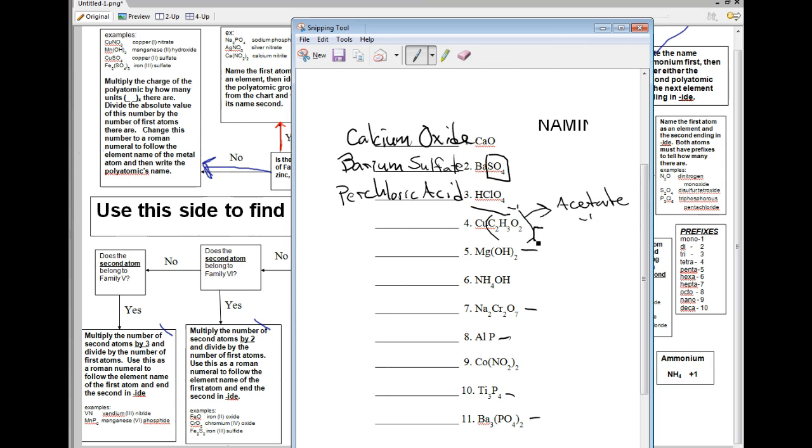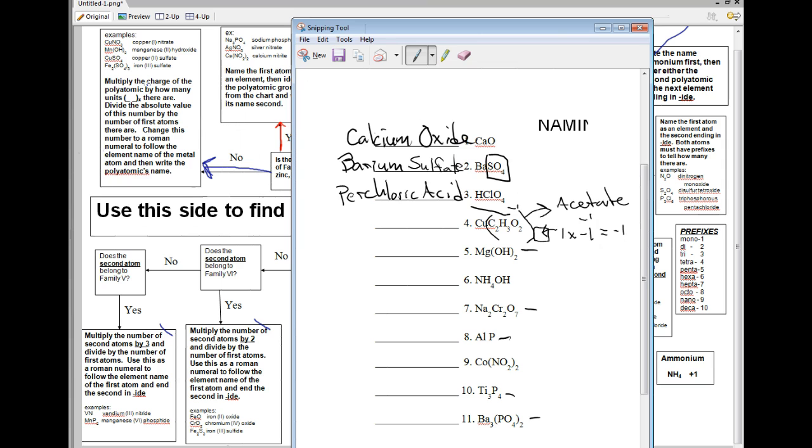If this was in parentheses and there was a number right there, that's what we would multiply it by. Now, since there is no number, that means it's 1. So I'm going to take 1 and multiply it by -1 because there's only one acetate. That's easy math. That equals -1. So I did that first part.